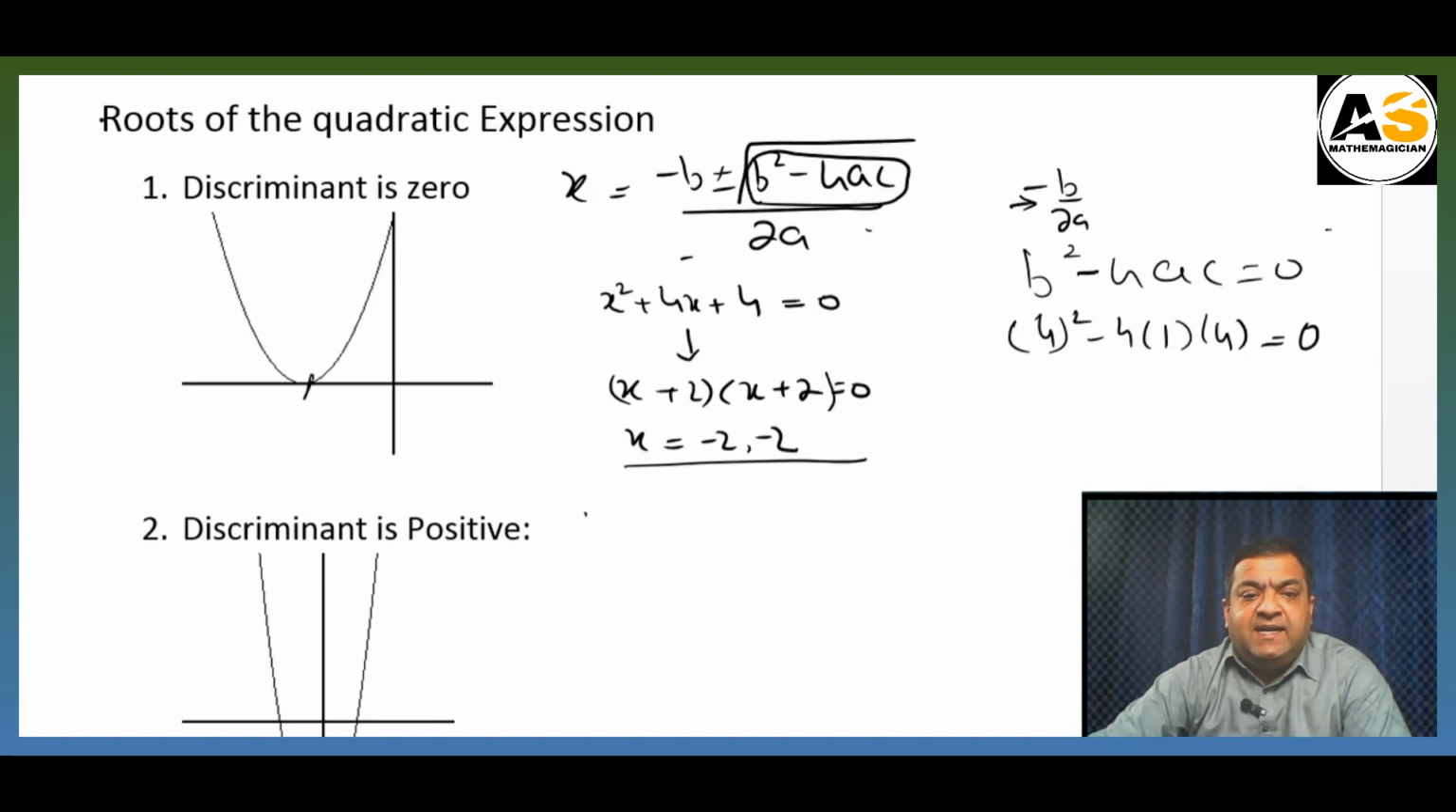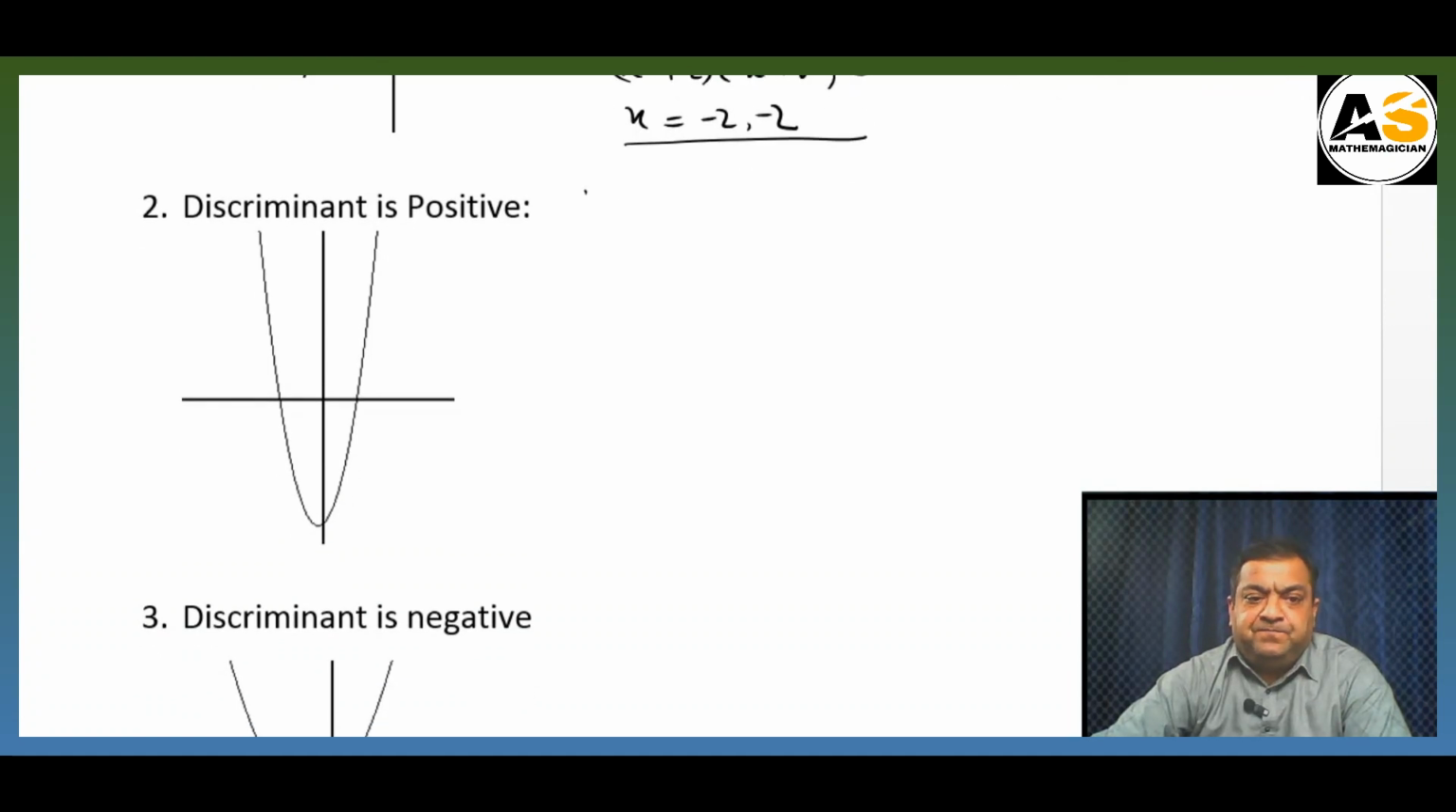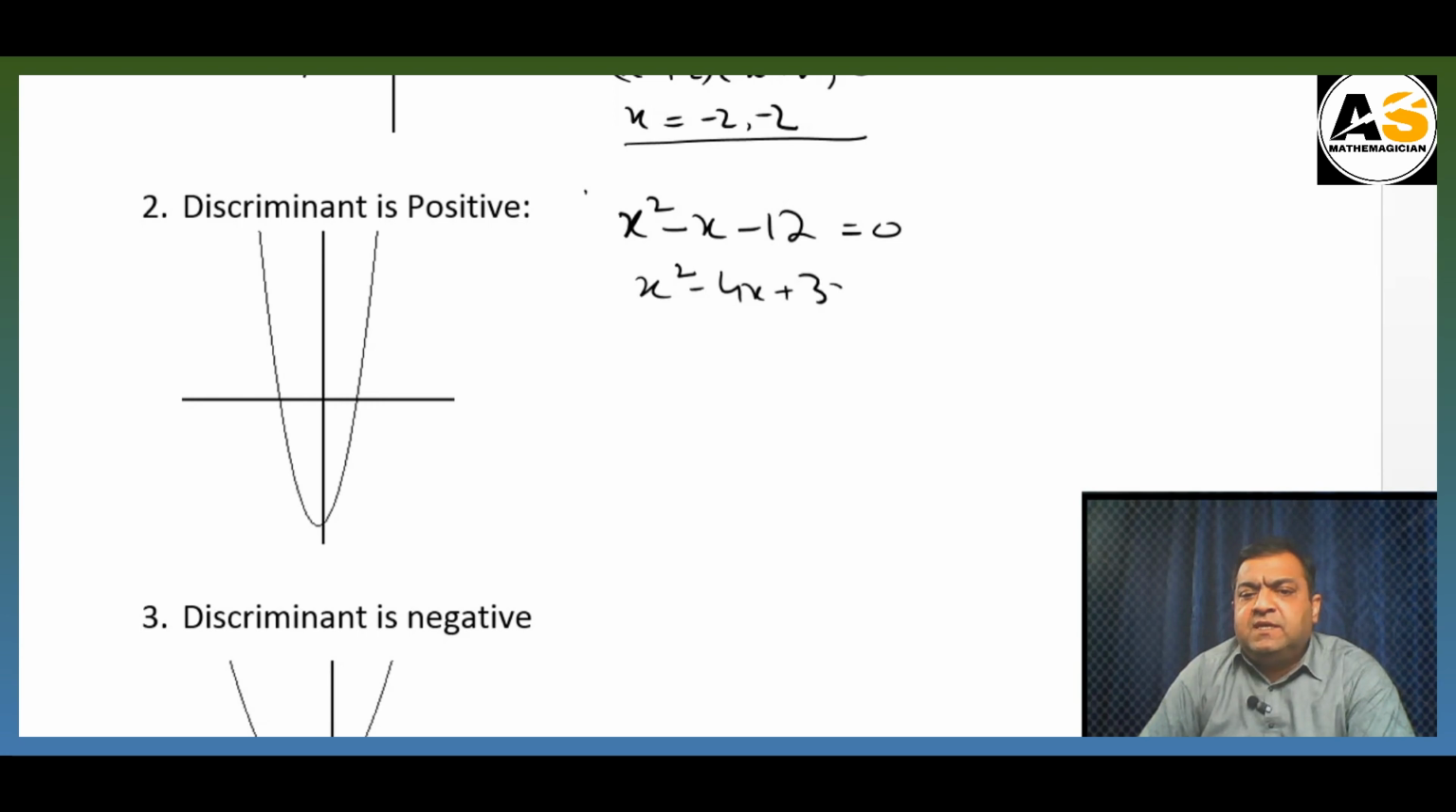This is the second case, when discriminant is positive. Graph is in front of you. I am taking the example x square minus x minus 12. By putting it equal to 0, I will get x. I am solving it: x square minus 4x plus 3x minus 12. And when I factorize this, I will get the two factors. So one root is minus 3, second root is 4.